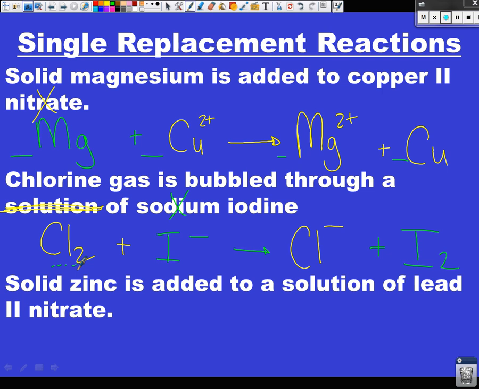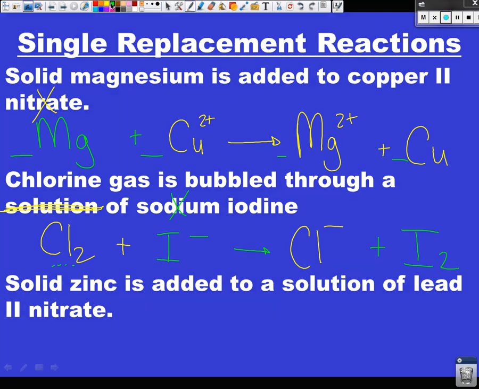Hold that thought. I've got a very important question. If I asked you to assign states of matter to this, actually, I'm not going to ask you. Do it. Put the S, the L, the G, the AQ behind each one of those. See if you can do that.